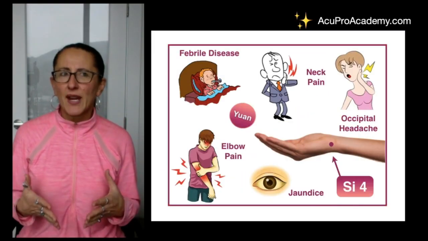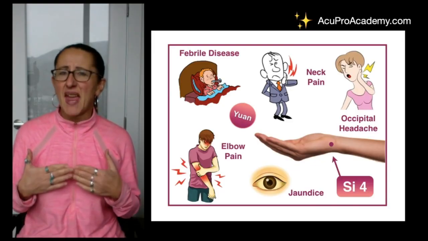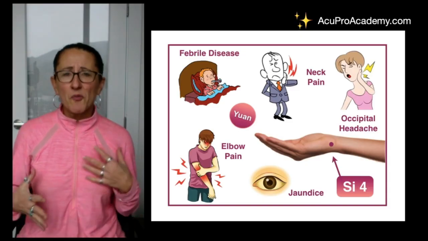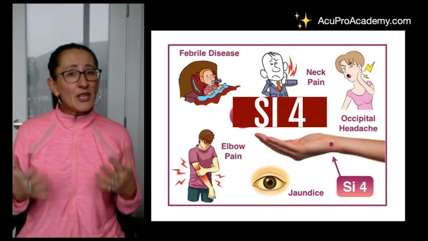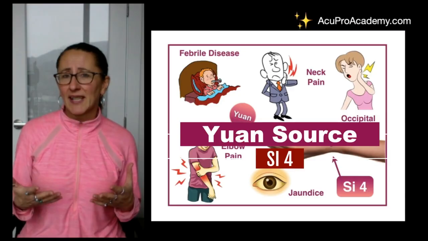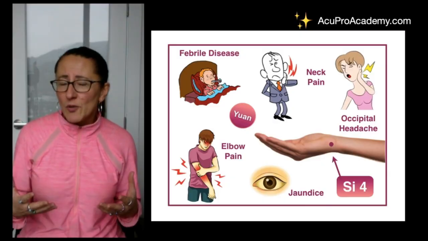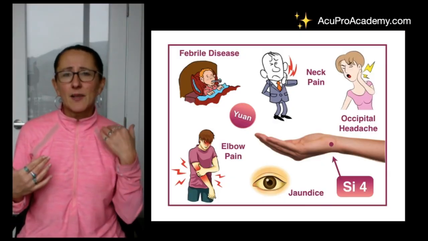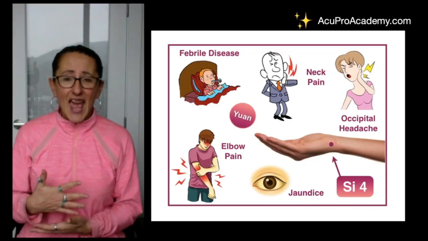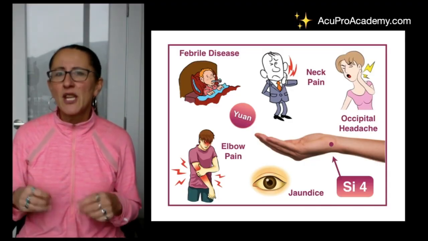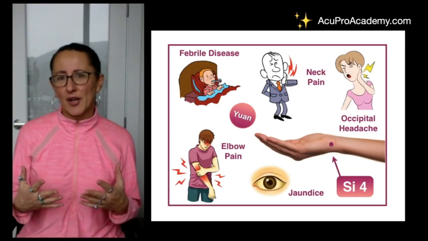Small intestine 4 is an acupuncture point I have barely used in clinical practice. It's not a point I gravitate towards, but it is the yuan source point of the small intestine, which makes it a great point to use for any pain along the meridian, specifically neck, occipital, back of the shoulders, and elbow pain. But it can also be used as part of a protocol for jaundice.